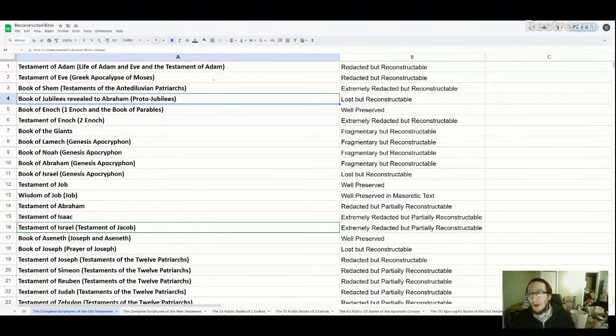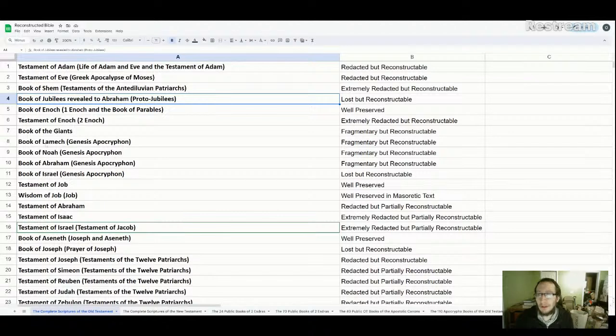I have a list of the books that I'll be including in my version of the Bible. The version of the Bible is going to be called the Reconstructed Bible. We have two tabs that we're going to be going through today: the complete scriptures of the Old Testament and the complete scriptures of the New Testament. And that's going to include the normal books that we're familiar with, but also extra books outside of the Bible that many people are not familiar with.